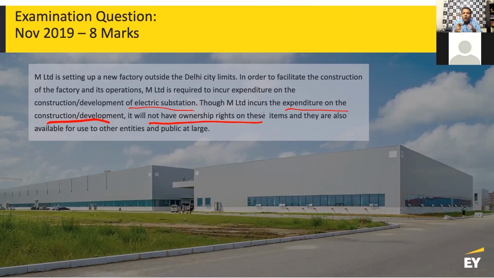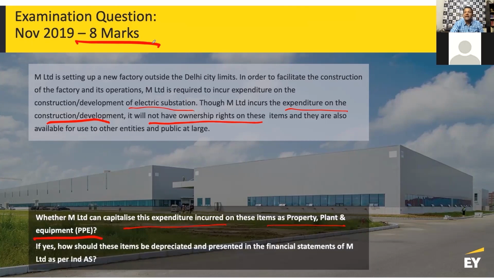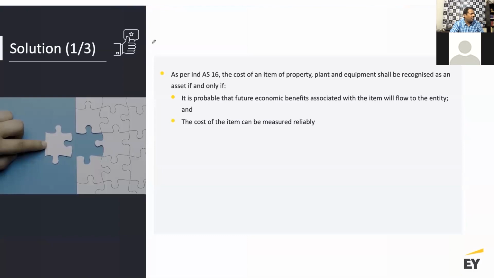What does this mean? That you're not able to control the usage, but it is important for you to construct your factory building, and for your operations, you also need this electrical substation. So the question here is whether M Limited can capitalize the expenditure incurred on these items as property, plant, and equipment, and this is for 8 marks. If yes, how should these items be depreciated and presented in the financial statements of M Limited as per Ind AS? So very simple, for us to understand.